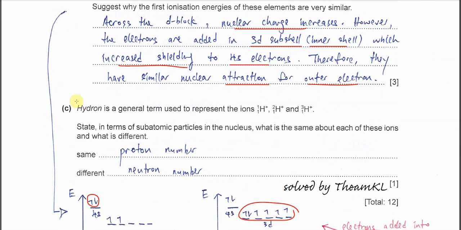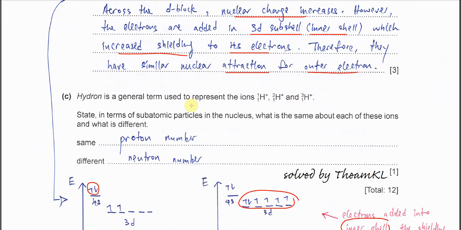Okay, part C. Hydron is a general term used to represent these ions. State, in terms of subatomic particles, meaning protons, neutrons, electrons, what is the same about each of these ions and what is the difference? Very easy. Since they are the same element, or they are isotopes, they must have the same proton number, and it's just the mass or the neutron number that is different, right? Okay, that's all for this question.